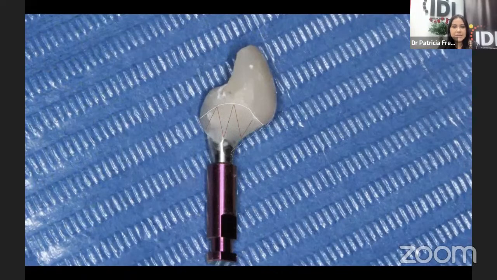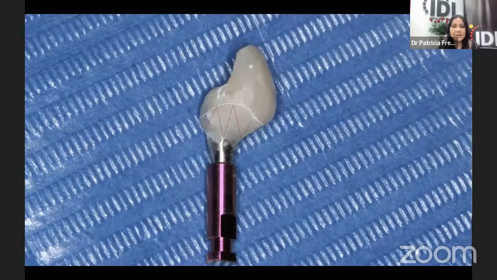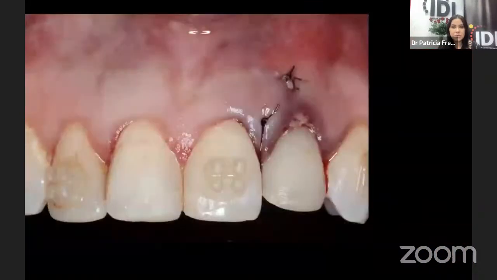And here you will see a provisional with a lot of marks showing you how to perform the inner part, the part that will be contacting the soft tissue. So here we have our provisional, and you will observe that this crown is shorter relative to the other side. Why? Because we want as little touching as possible.